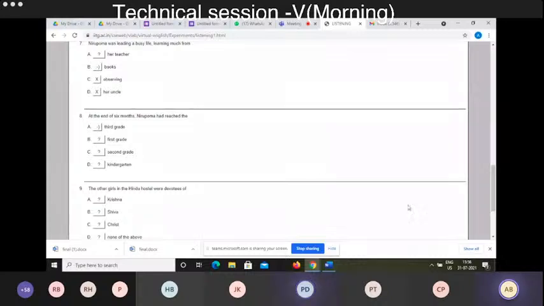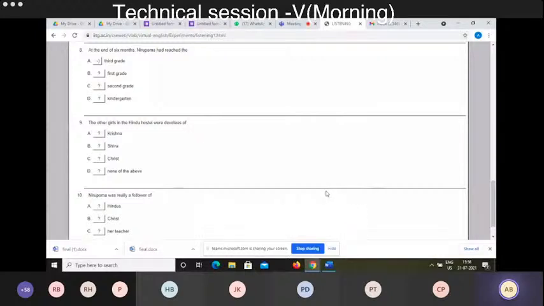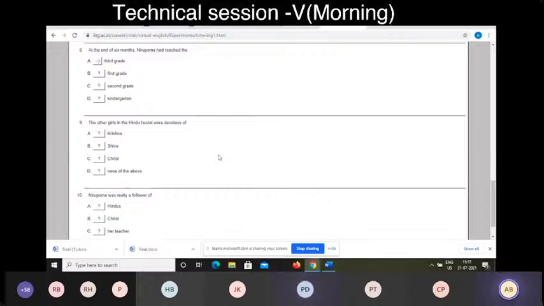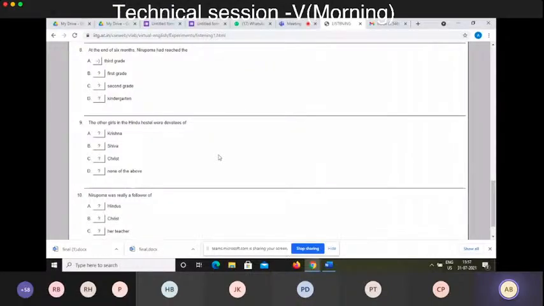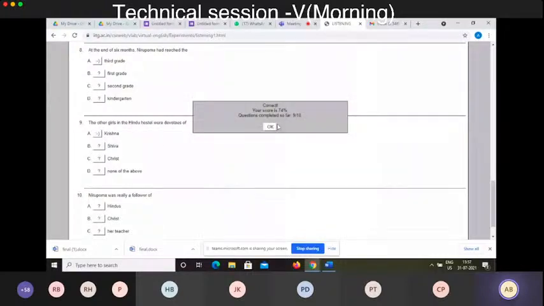So question number 9. The other girls in the Hindu hostel were devotees of A, Krishna, B, Shiva, C, Christ, D, none of the above. B. Are you just guessing it? What's the answer? Krishna. Yes, that is the correct answer. It is Krishna.